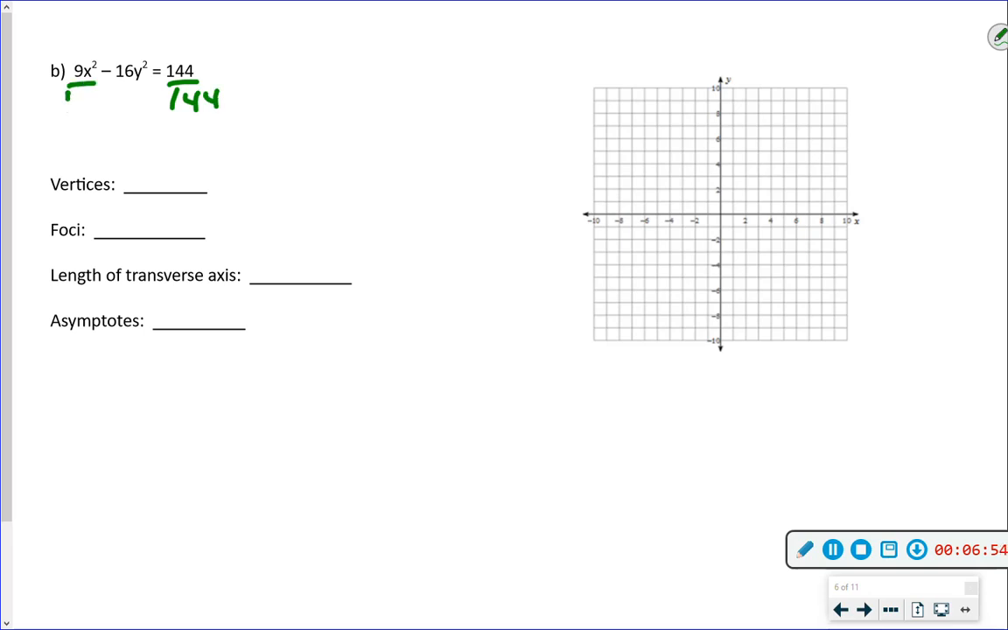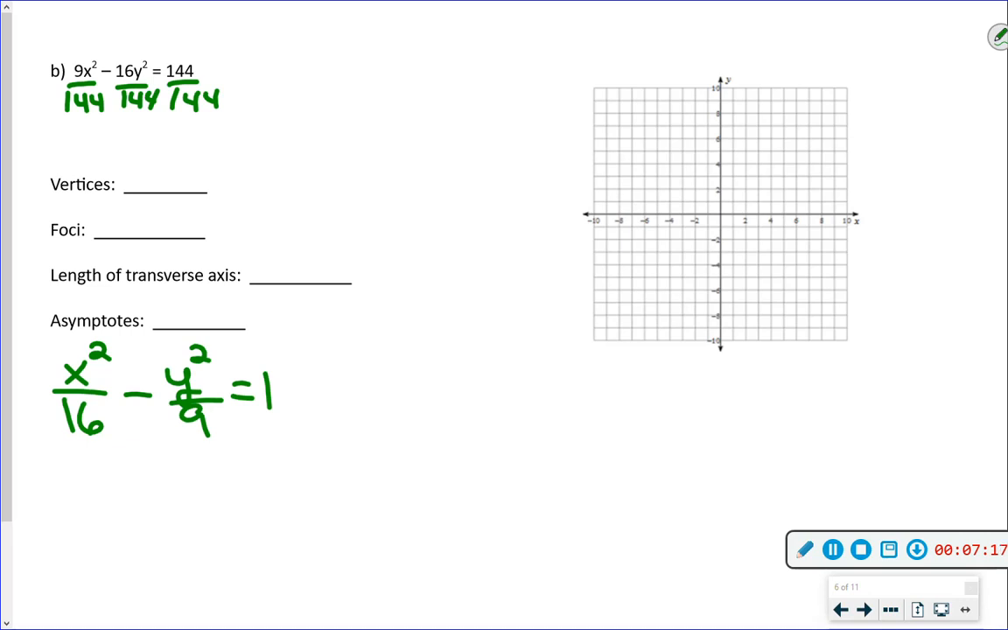So wear my taller shoes today. All right, 9 over 144, what does that reduce to? You got it. I'm just not going to write the 1. I'm just going to jot it down here so I don't make a mess out of it. 16 goes into 144, 9 times. Got it. Okay, no numbers with x and y, so our center's still (0, 0).